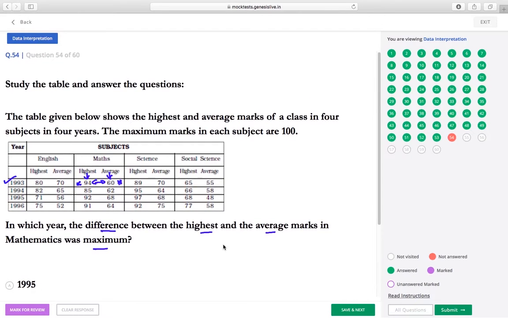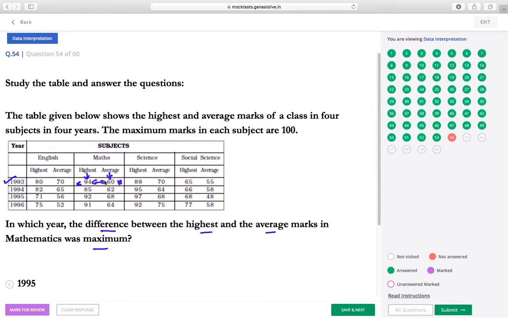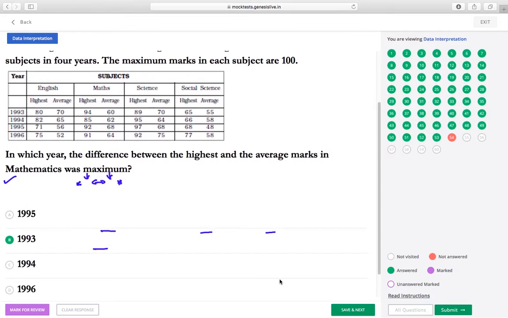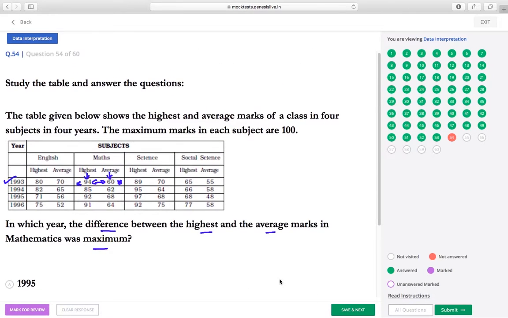So what did I do? I've just taken that the gap between these two has to be maximum, right? And that is possible when this value is highest. 94, amongst the given values, has to be more than the remaining, and this value has to be less than the remaining. Then the difference between these two elements will be more. So you can just observe and select the option. Hope this is clear. Move on to the next one.